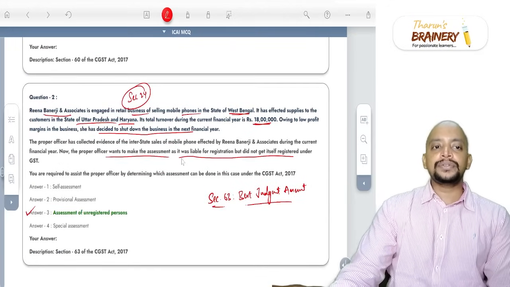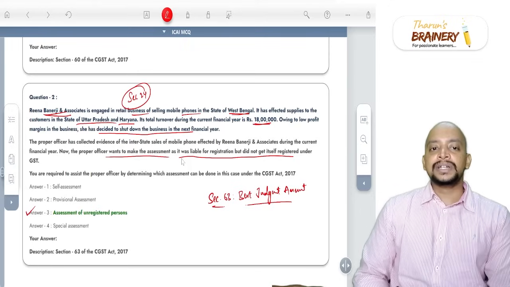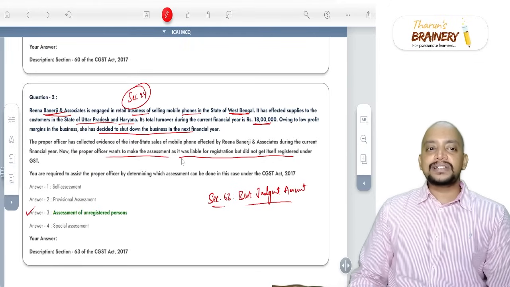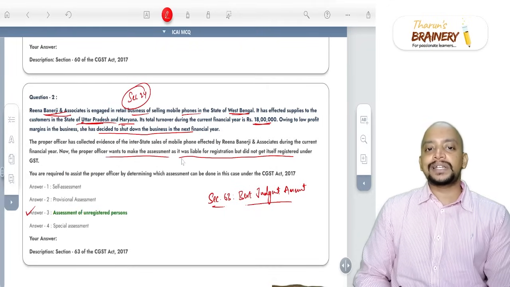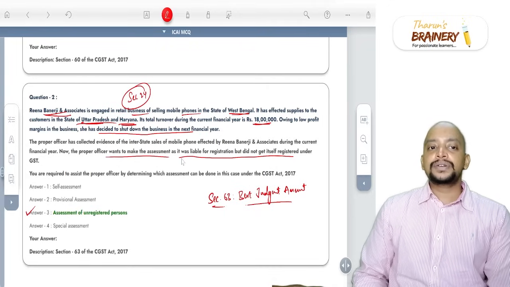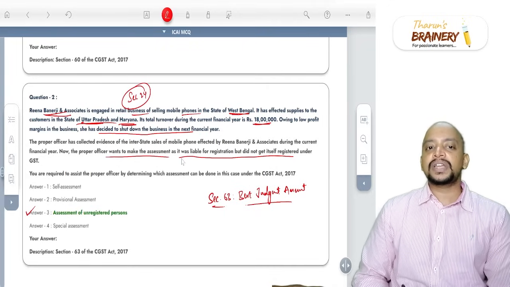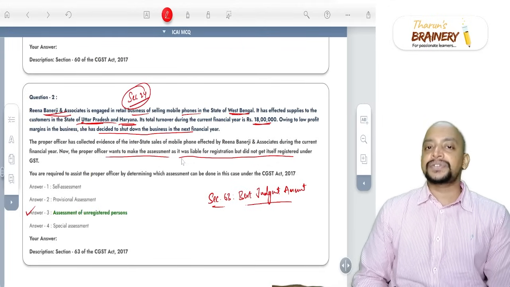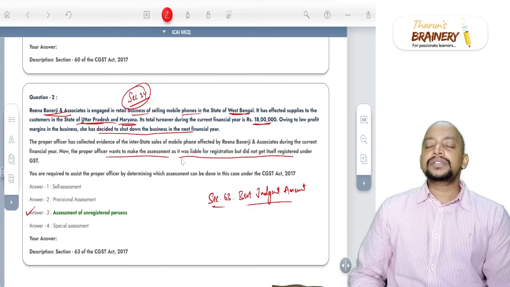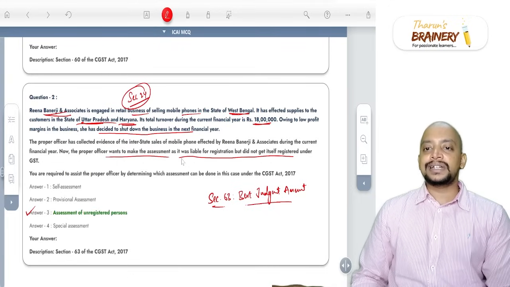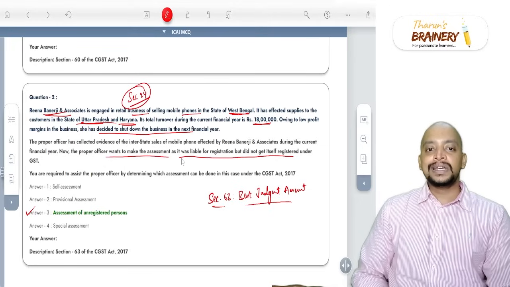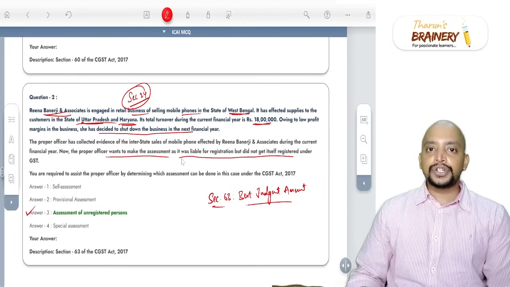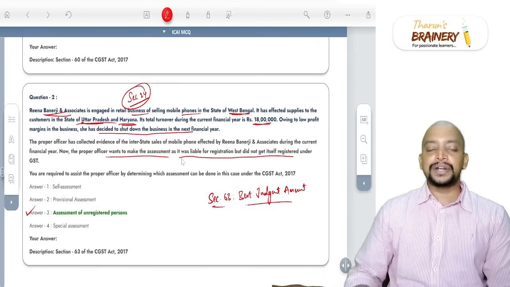Then question number 2, Reena Banerjee and Associates is engaged in retail business of selling mobile phones in the state of West Bengal. It factored supplies to the customers in the state of Uttar Pradesh and Haryana, interstate supplies. So Reena Banerjee and Associates is in West Bengal. They are making supplies in Uttar Pradesh and Haryana, means it's an interstate supply. Interstate supply compulsory registration under section 24. Its total turnover during the current financial year is 18 lakhs. Owing to low profit margin, she has decided to shut down the business in the next financial year. So irrespective of the threshold limit, Reena Banerjee Associates is liable to get registered.